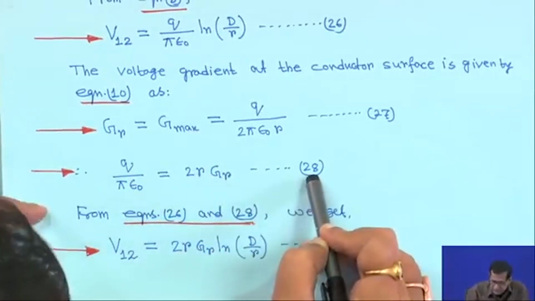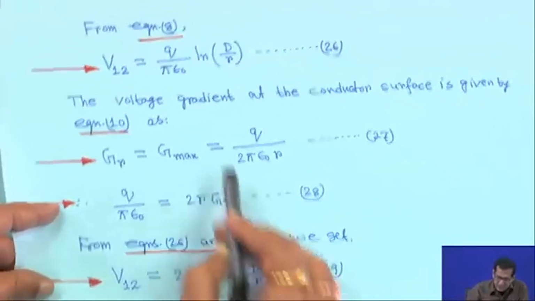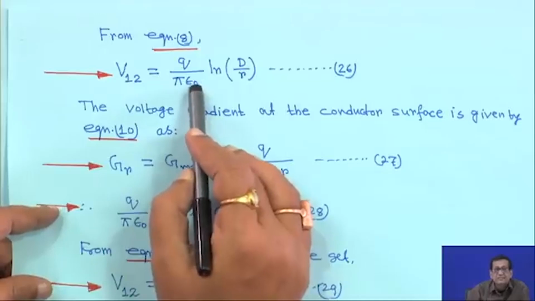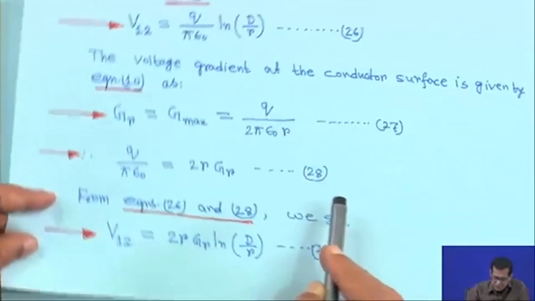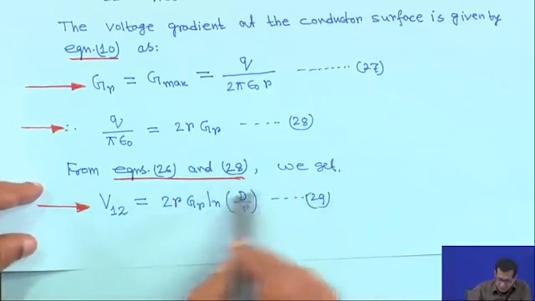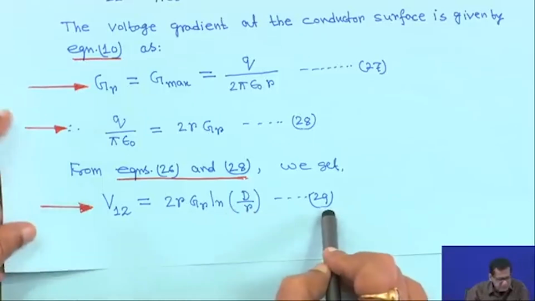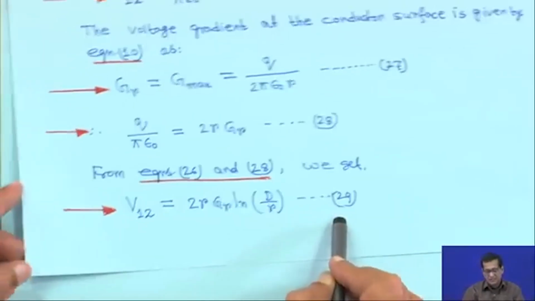This is equation 28, right, and this Q upon pi epsilon 0 equal to 2 R G R you substitute in equation 26. If you substitute, from equation 26 and 28, we get V12 is equal to 2 R into G R ln d upon R. This is equation 29.